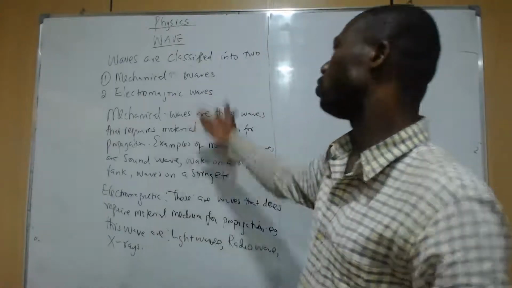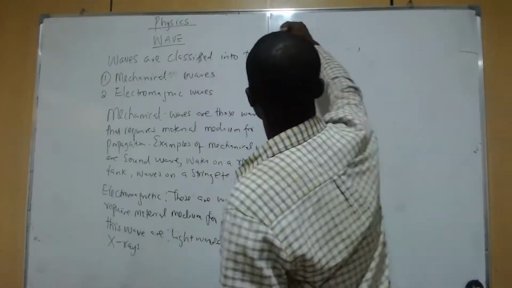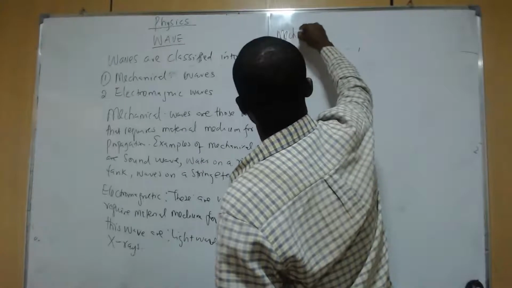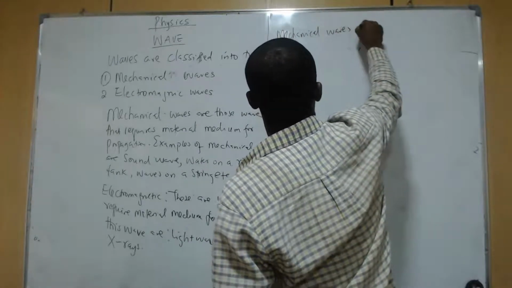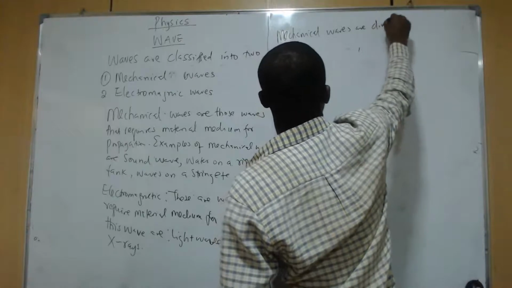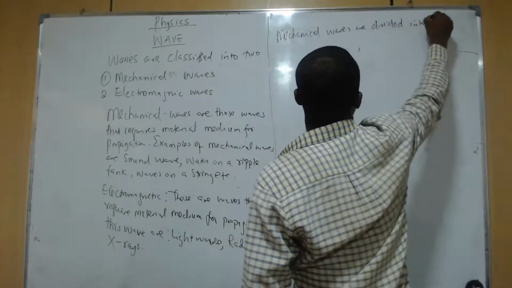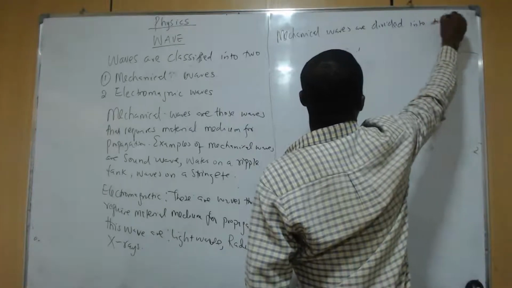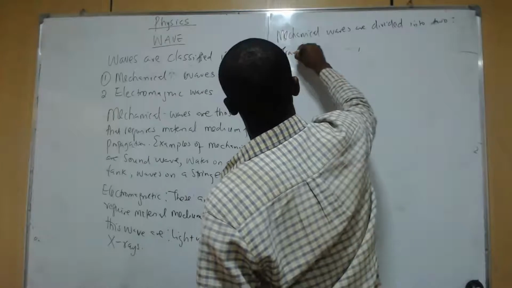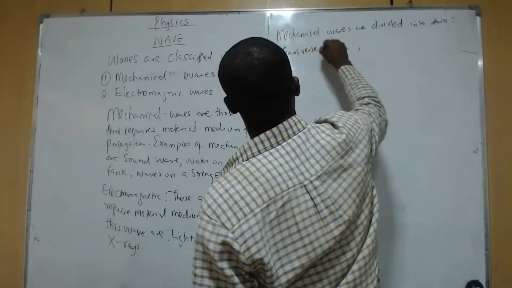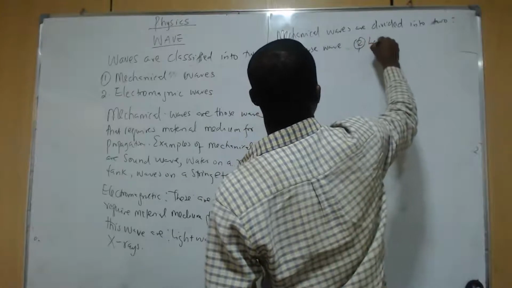And let's go back to mechanical waves. Mechanical waves are divided into two. We have one, transverse waves, and two, we have longitudinal waves.